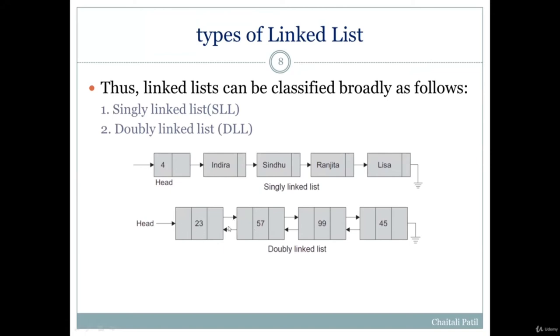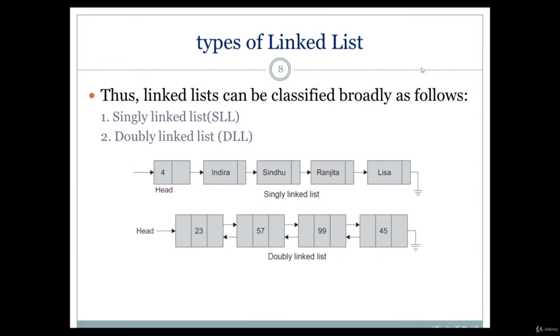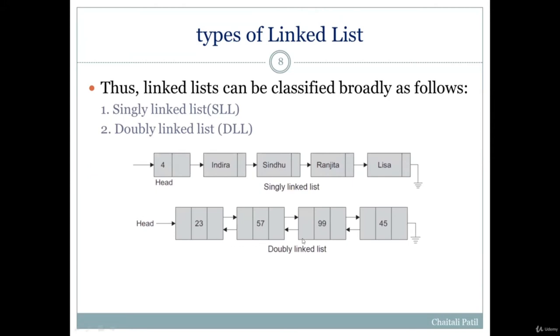So, as there are 2 links, 2 pointers, next pointer and previous pointer in each node, this linked list is called a doubly linked list. In the last node, the next field points to null, and in the first node, the previous field points to null. The advantage of doubly linked list is that it is bidirectional. It means from any node we can access its successor, and it is also possible to traverse the nodes in a reverse direction as well. For example, once we reach a node 99, or a 45, then we can access its previous link by using this previous pointer.